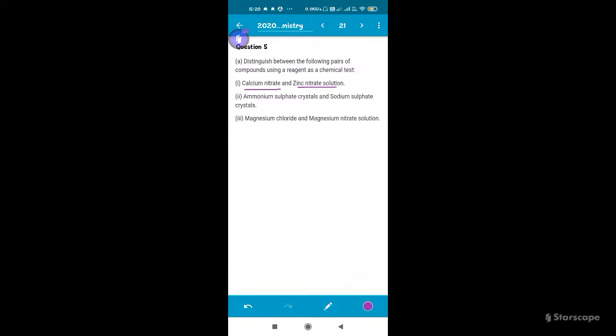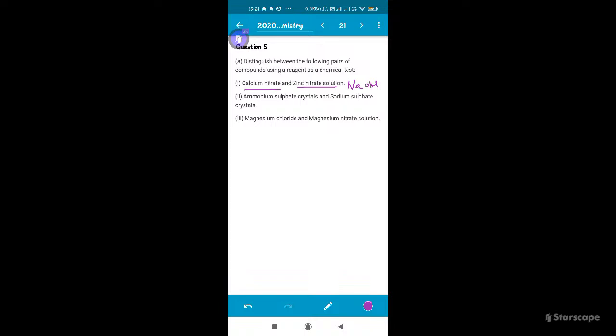Very clearly understandable that we have this question from the chapter analytical chemistry. We know whenever NaOH is added to calcium salt, it will form a white precipitate which is not soluble in excess of NaOH, right? It is given in your book. But in case of zinc salts, whenever you are mixing a zinc salt solution with sodium hydroxide, you will get a gelatinous white precipitate, and on adding excessive NaOH, it will just get dissolved. So you can easily differentiate between calcium nitrate and zinc nitrate by using NaOH. So your answer in this case, the reagent used will be NaOH. Don't forget to mention what changes you will observe.